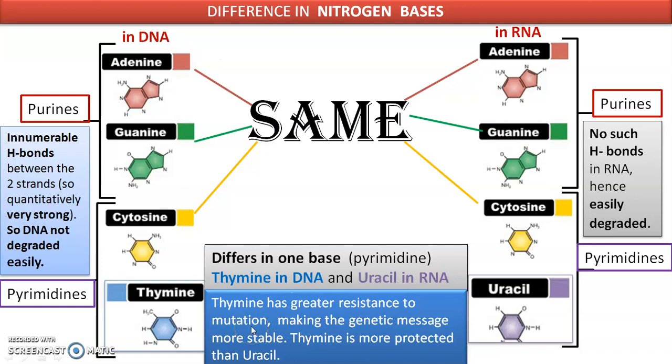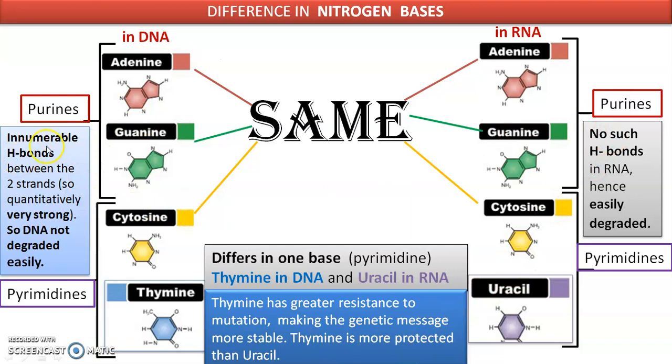What is mutation? Any change in the sequence of bases may alter the instruction. So changes do not happen very easily in DNA because of thymine. We'll see why. So that makes the genetic message more stable, more secure. Thymine is more protected than uracil.